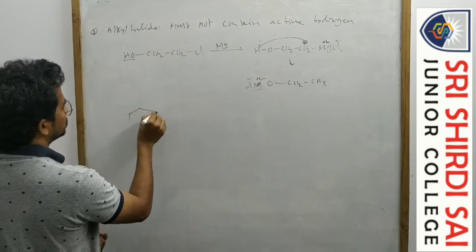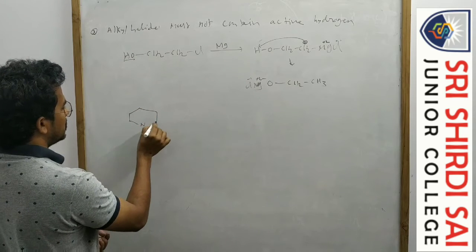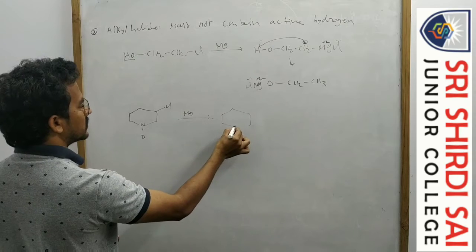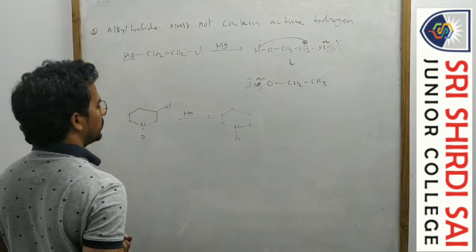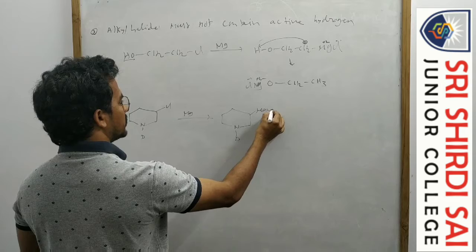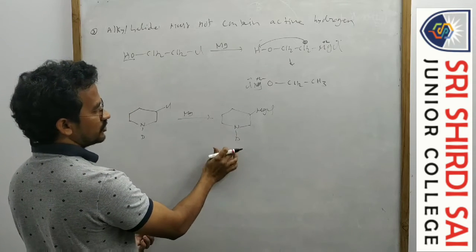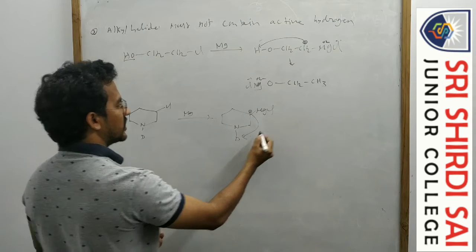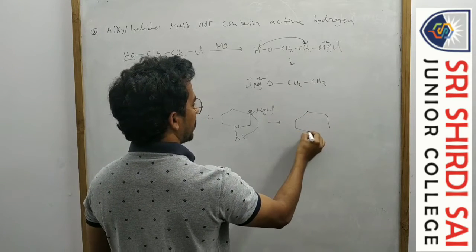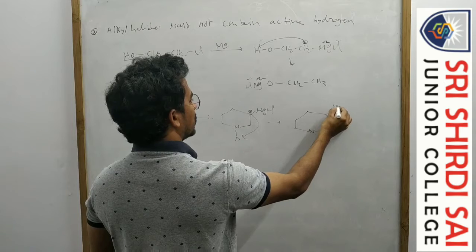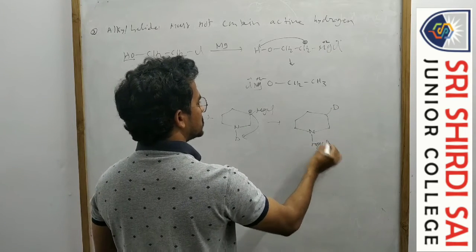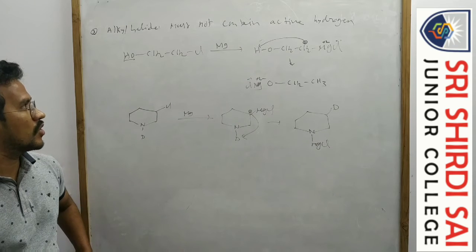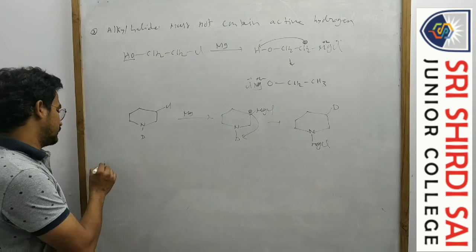Suppose this compound has an N-D and a halogen, and I treat it with magnesium. What is the product? It has MgCl, but the hydrogen or deuterium attached to the nitrogen is acidic in nature. So an intramolecular acid-base reaction takes place, giving N with D on the carbon and MgCl on the nitrogen. That's it, an intramolecular acid-base reaction.